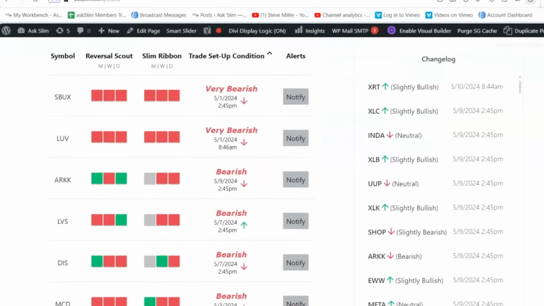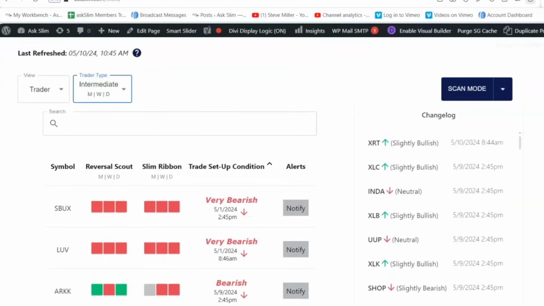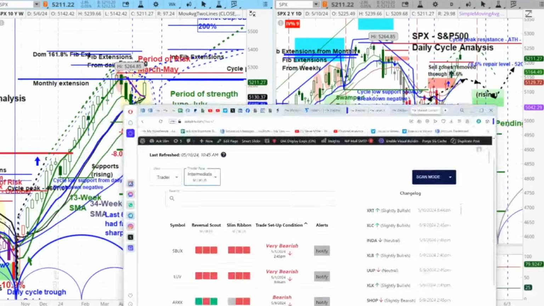So I love this intermediate term. I was saying yesterday when I was on Tasty Trade that Starbucks was one that I thought was very bearish on the cyclical patterns, and you can see it showing up that way here. Also intermediate, because it's a really super weak stock. So I wanted to show you that. That's a look at the MCM.